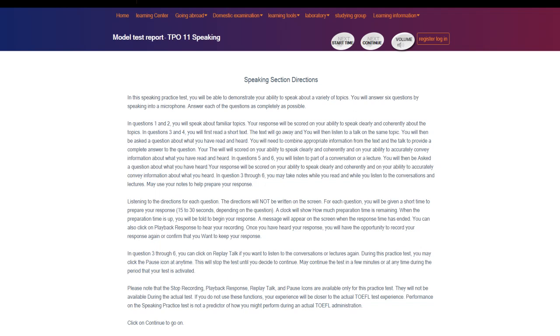For each question, you will be given a short time to prepare your response, 15 to 30 seconds depending on the question. A clock will show how much preparation time is remaining. When the preparation time is up, you will be told to begin your response. A clock will show how much response time is remaining. A message will appear on the screen when the response time has ended.